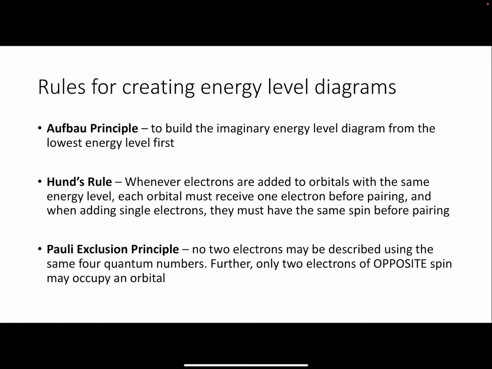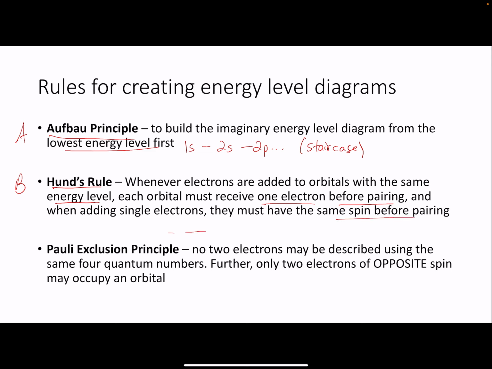Okay, so what we did was follow these rules, all right? We started with the lowest energy level first, which was 1s, then 2s, 2p, and we followed the staircase pattern to tell us what order to add electrons in. Then, the second theory that we followed was Hund's rule. Whenever electrons are added to the orbitals with the same energy level, each orbital must receive 1 electron before pairing. That's the idea of getting your own room before you have to share. Okay? And they must all have the same spin.